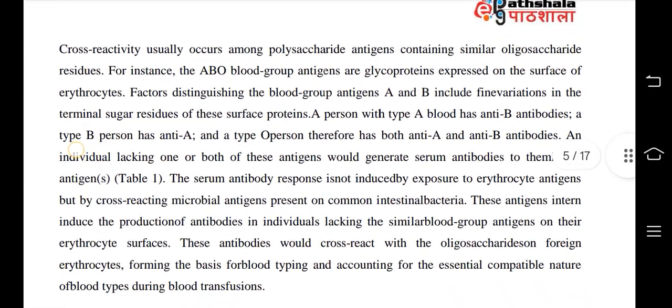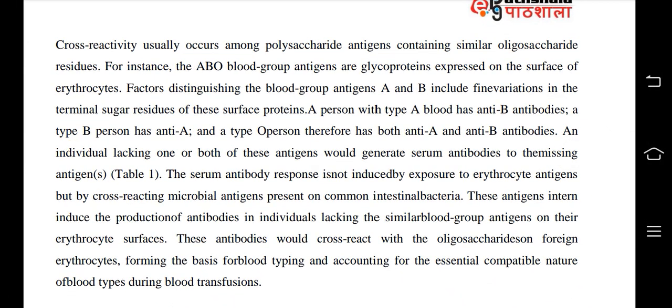Cross-reactivity usually occurs among polysaccharide antigens containing similar oligosaccharide residues. For instance, the ABO blood group antigens are glycoproteins expressed on the surface of erythrocytes. Factors distinguishing the blood group antigens A and B include fine variations in the terminal sugar residues of these surface proteins. A person with type A blood has anti-B antibodies, a type B person has anti-A, and a type O person therefore has both anti-A and anti-B antibodies. An individual lacking one or both of these antigens would generate serum antibodies to the missing antigens.